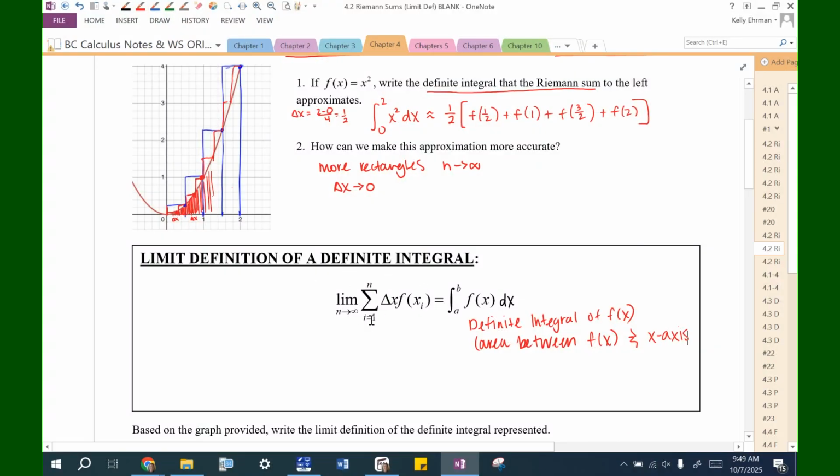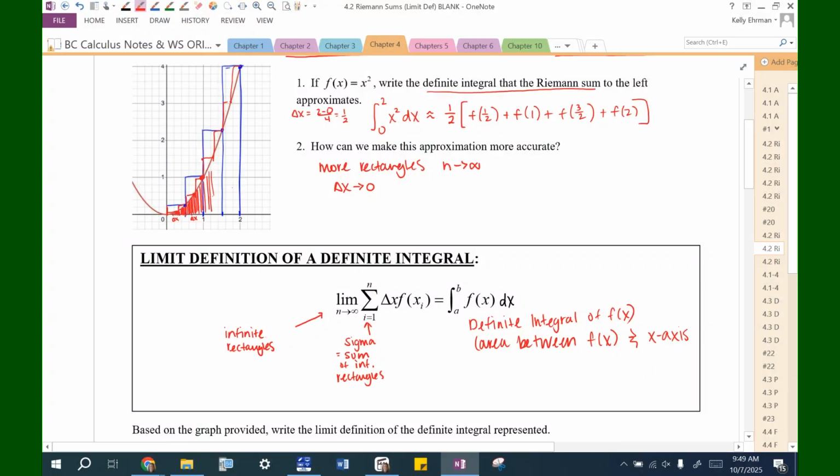This is the formal limit definition of a Riemann sum. So this says the limit as n approaches infinity. So that just means allow us to add up infinitely many rectangles instead of just using 4 or 6 or whatever. This is called sigma notation. Sigma means add or sum all of the terms. So sum of infinite rectangles from i equals 1 to n.